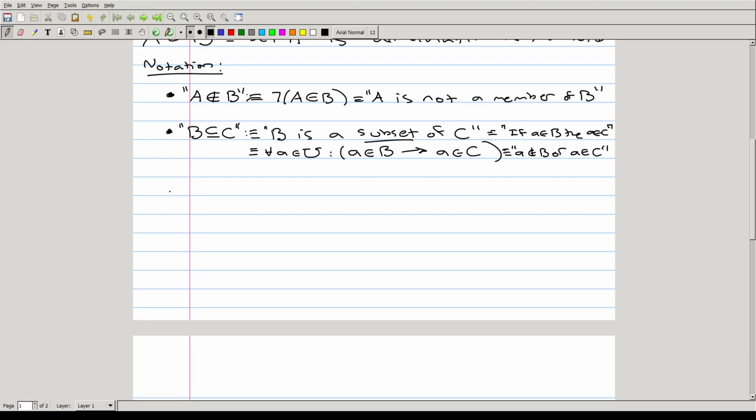We can also define what's called being a proper subset. This idea right here allows for set equality between the two sets, which a proper subset will not. Say D is a proper subset of E.